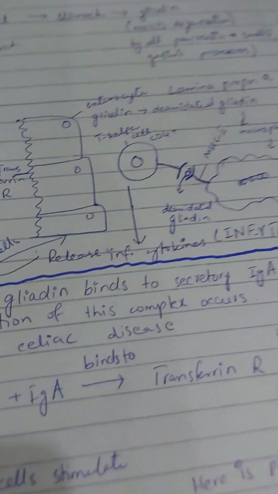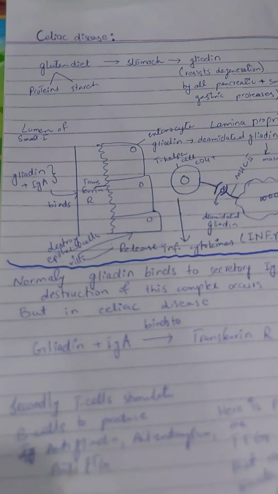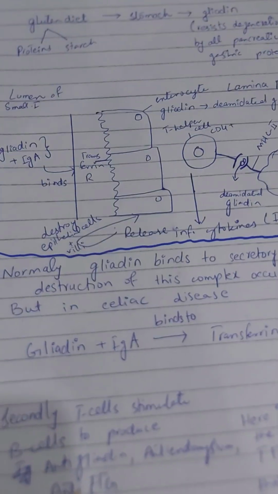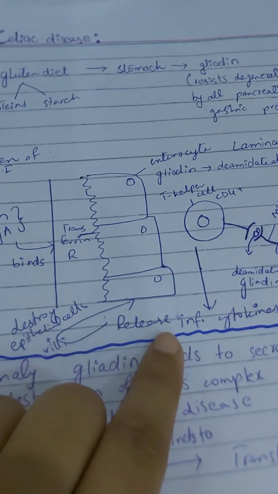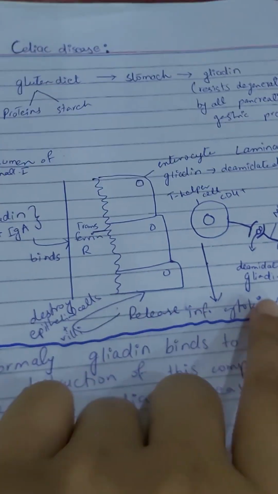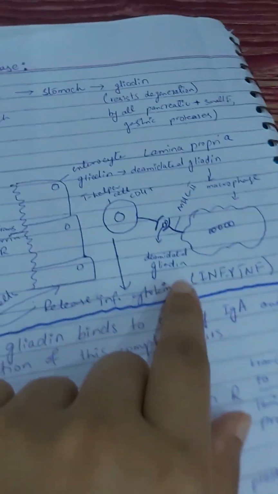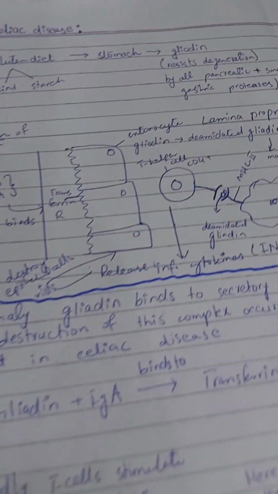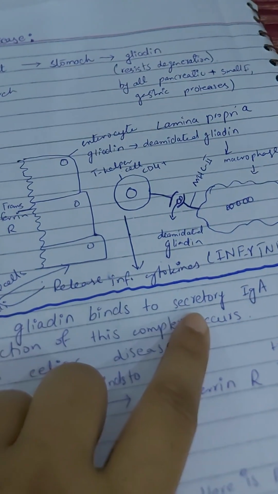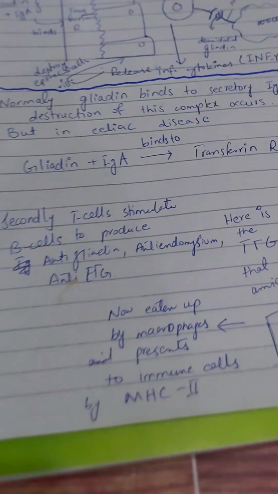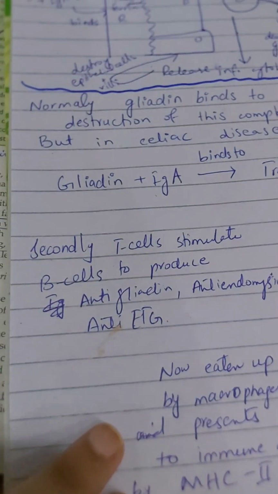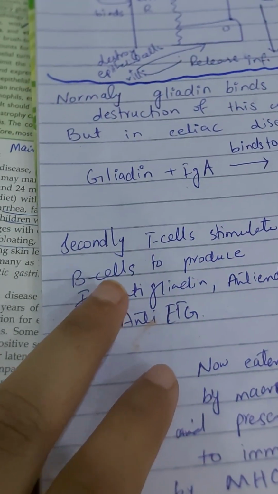So we have this whole cascade of events that occurs in celiac disease. Now the villi are lost, there is lymphocytosis as there are abundant T cells, and the next mechanism is, once it releases inflammatory cytokines, the T cell also stimulates the B cells. Now what is the function of B cells?